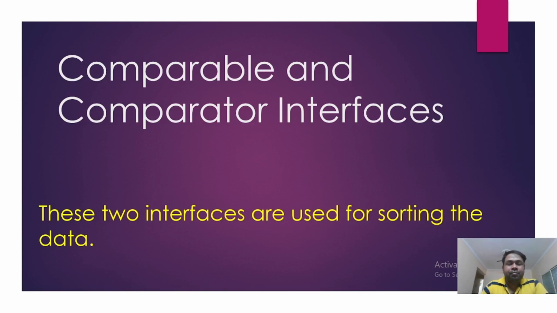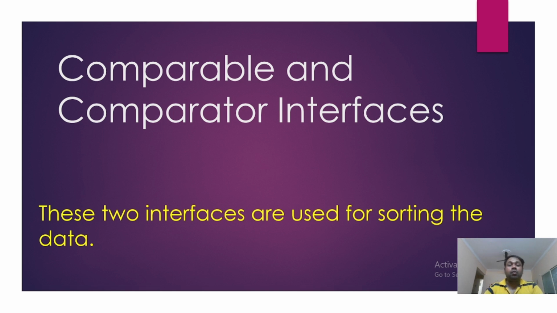Hello friends, in this video we will be discussing the Comparable and Comparator interfaces. These two are very important interfaces whenever we have data, something like a class Student with attributes like ID, name, salary. What if we want to sort the data of students? We can have multiple students, right? We want to sort the data. How is it possible?